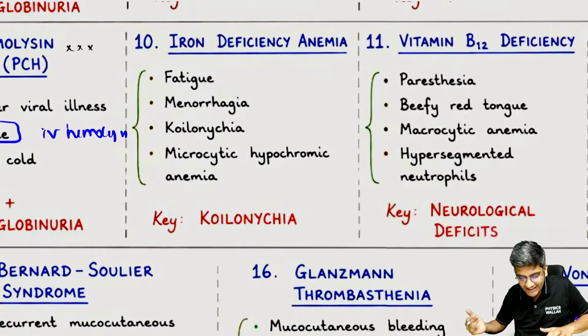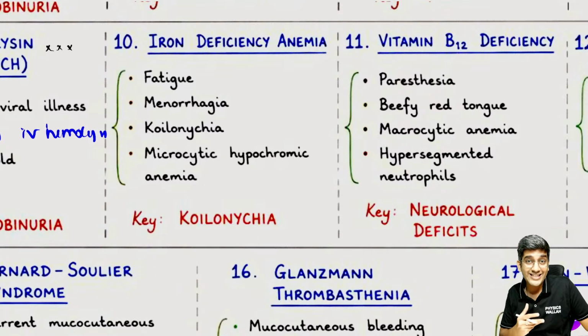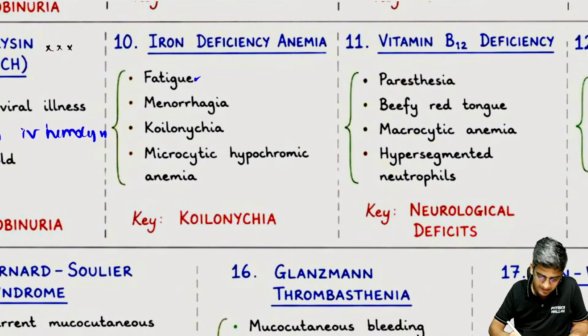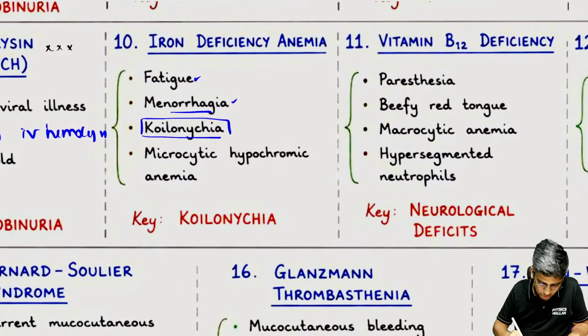Though we don't see them often, though we don't read them often, as much as we have to read hemolytic anemia, IDA is by default the common one, right? Fatigue, menorrhagia as a history, never ever forget it, koilonychia, and microcytic hypochromic anemia.